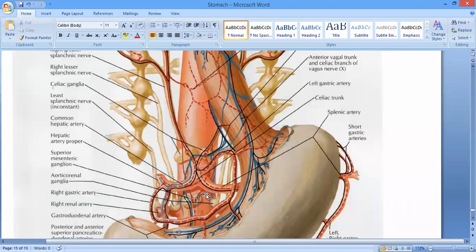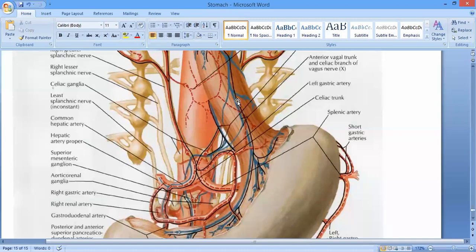This plexus is basically contributed to by sympathetic fibers coming from the splanchnic nerves, and parasympathetic fibers coming from the vagi, anterior and posterior. This is representing the anterior vagal trunk, and this one the posterior vagal trunk. The sympathetic nerves are derived from the greater, lesser, and least splanchnic nerves, specifically in this celiac ganglia, at about T6 to T9, contributed by the greater splanchnic. And parasympathetic fibers are contributed by the anterior vagal trunk and the posterior vagal trunk.